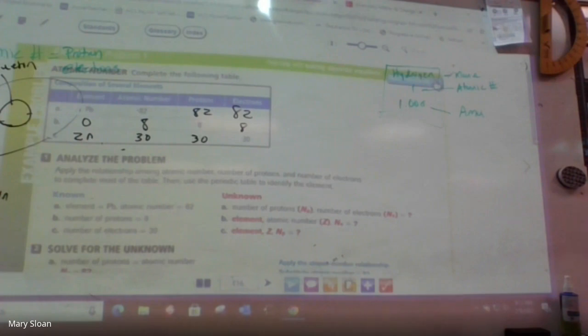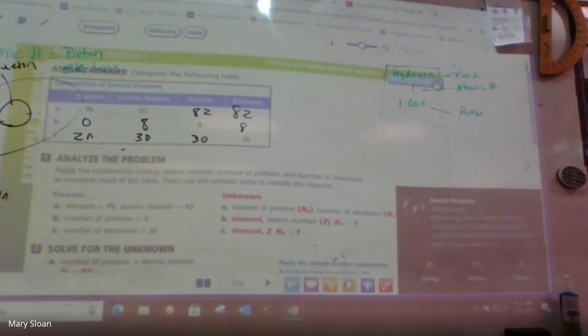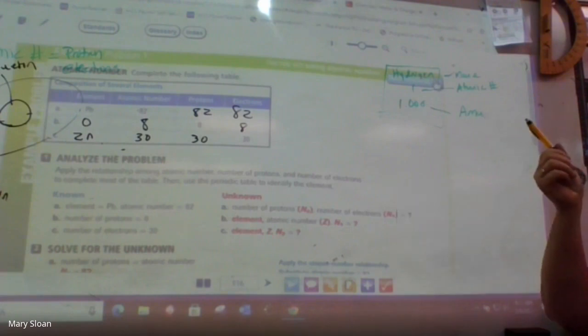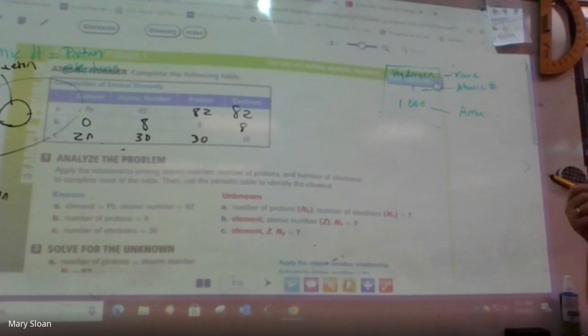So, a recap of what we've talked about: we first of all talked about an atom. An atom has a nucleus, which is the center. Inside the nucleus, we have protons and neutrons. On the outside, we have electrons. We also found out today that atomic number is equal to protons and electrons. So we were trying to figure out what the missing boxes were, and we went through and found them.